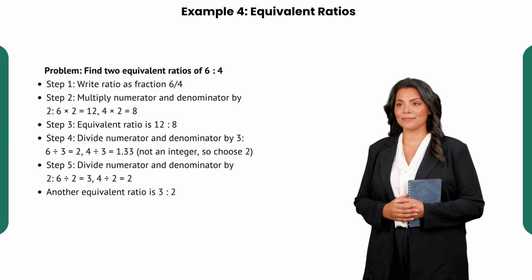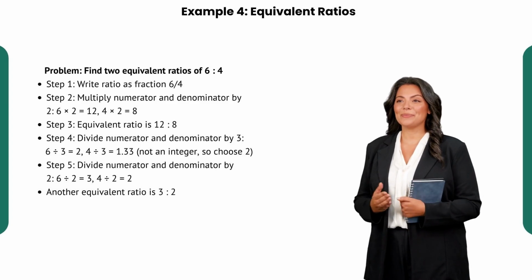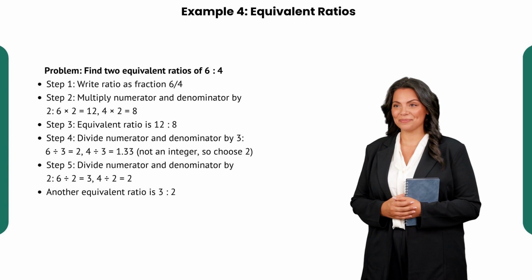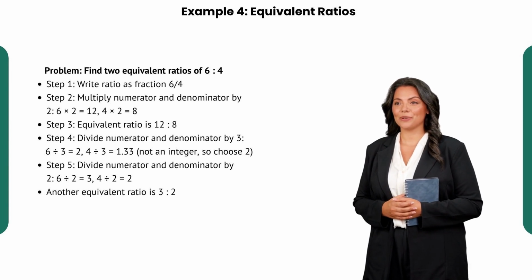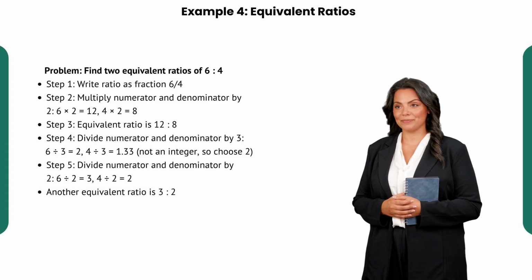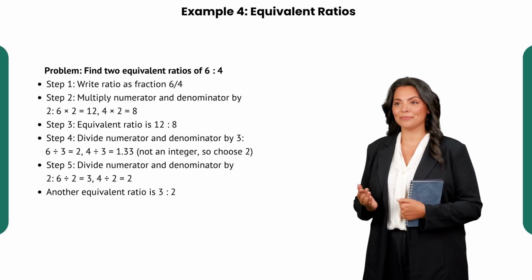Step 3. Sometimes it's helpful to find simpler equivalent ratios. Let's try dividing numerator and denominator by 2. 6 divided by 2 is 3. And 4 divided by 2 is 2. So, another equivalent ratio is 3 is to 2.